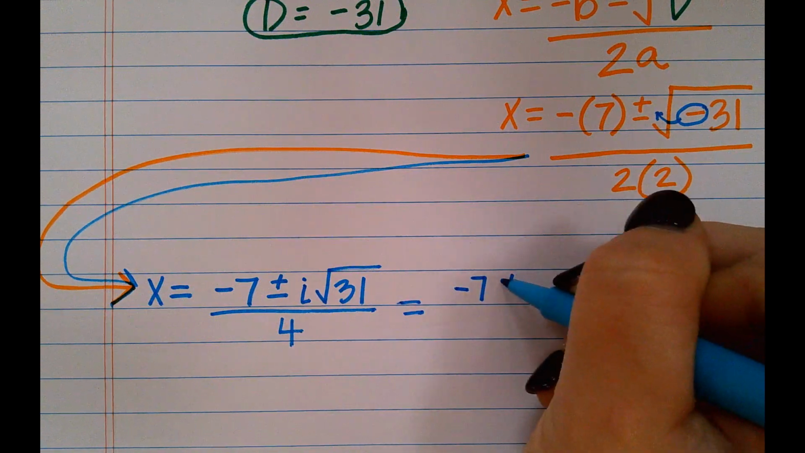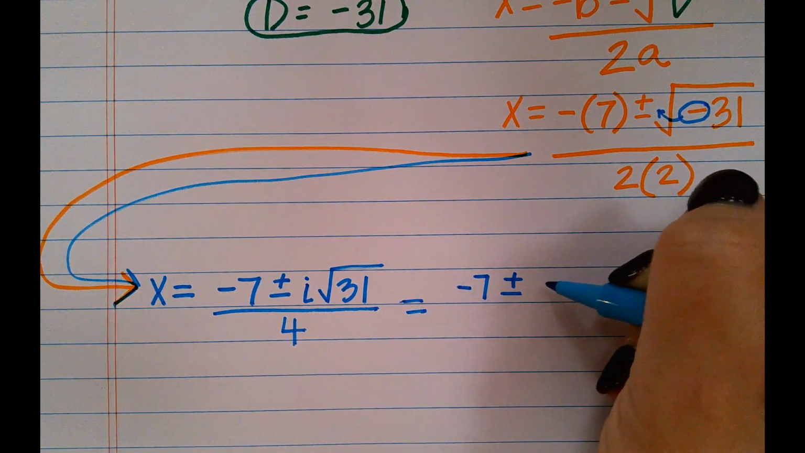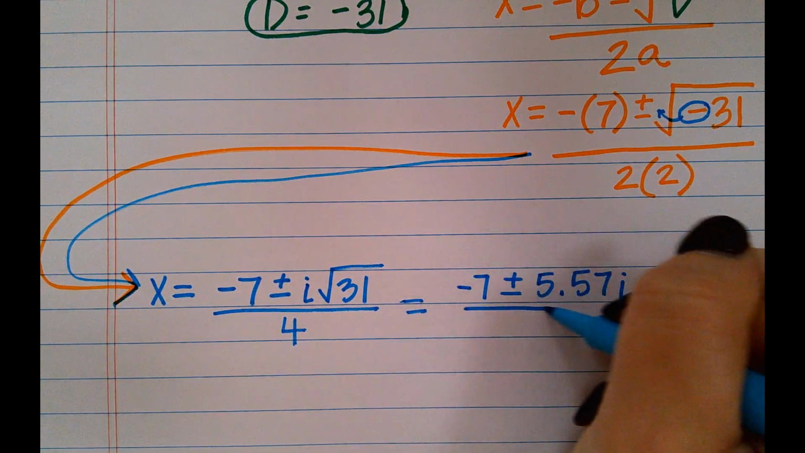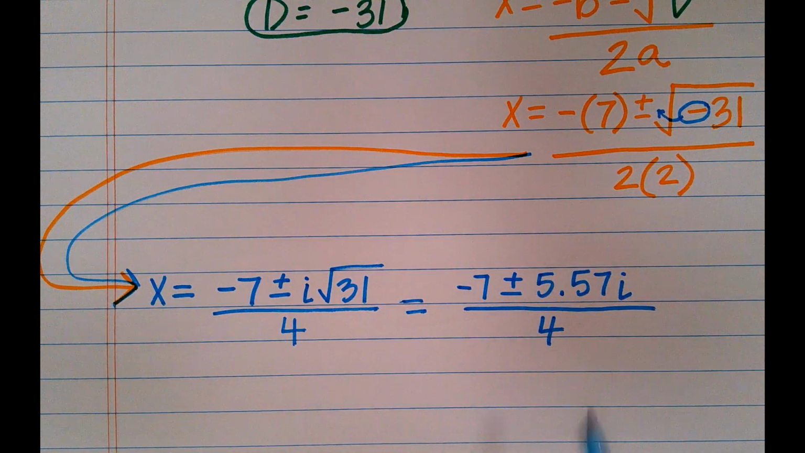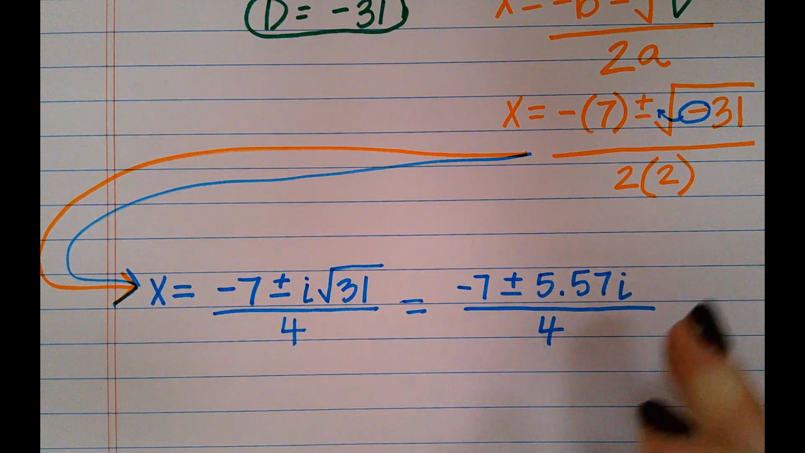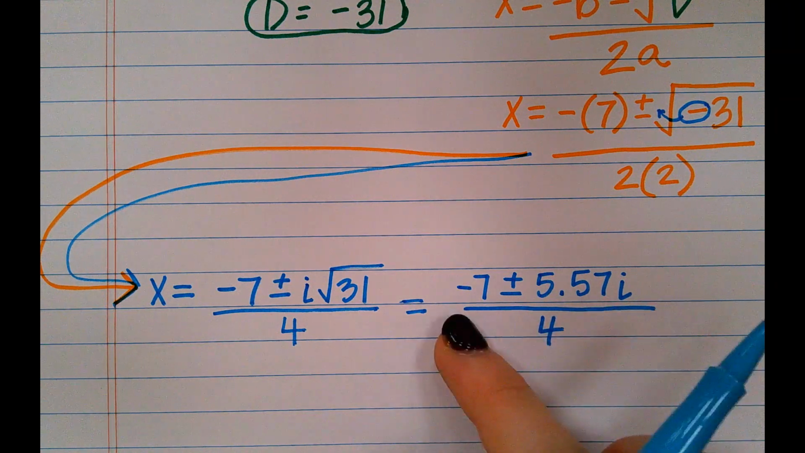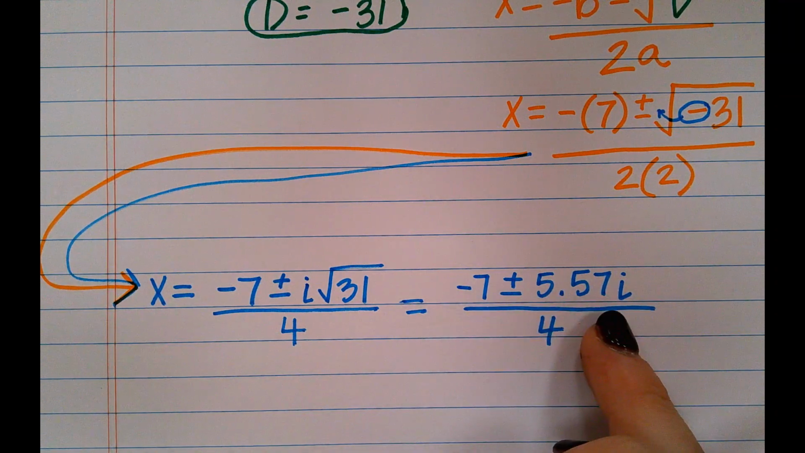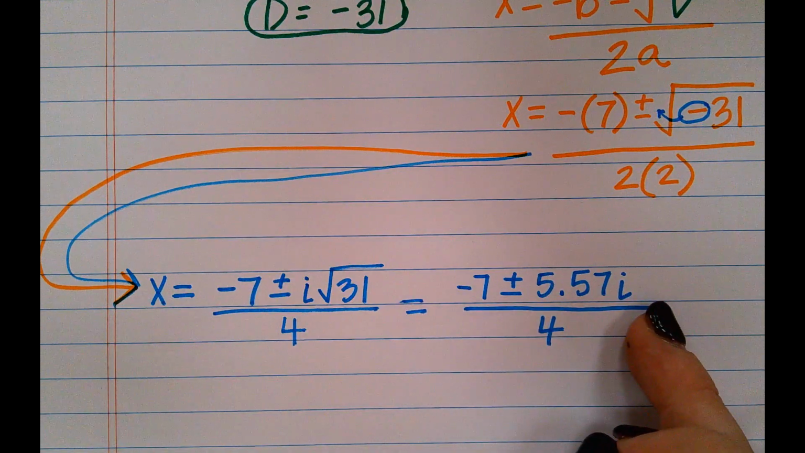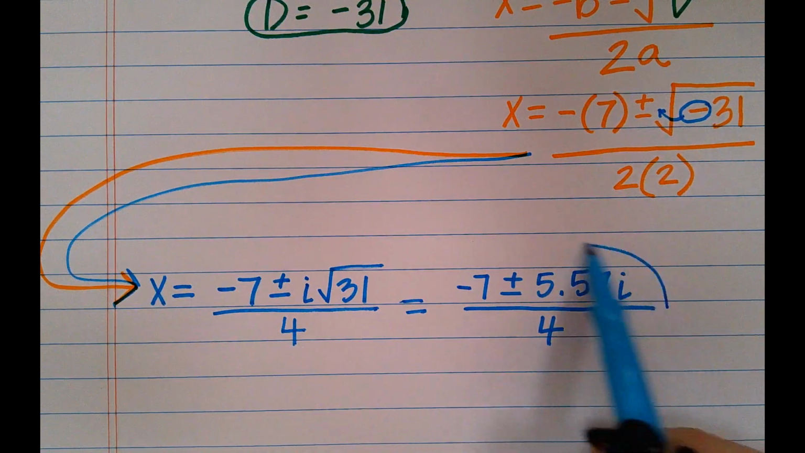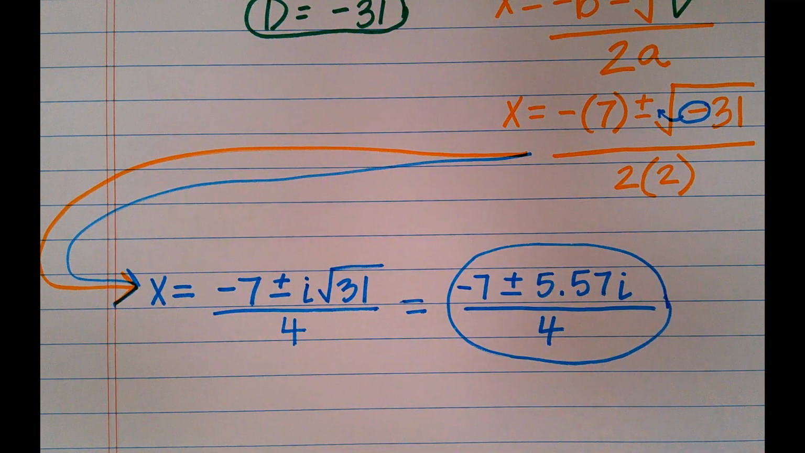Okay, so this is the only thing I can do to go further. Negative 7 plus or minus 5.57i over 4. And because there is an imaginary number, you treat it like a variable. Negative 7 and 5.57i, are these like terms? Do they both have an i? No, so I can't add them together. That's as far as we can go. You can't add them or subtract them. So, as uncomfortable as it is, that's your answer.